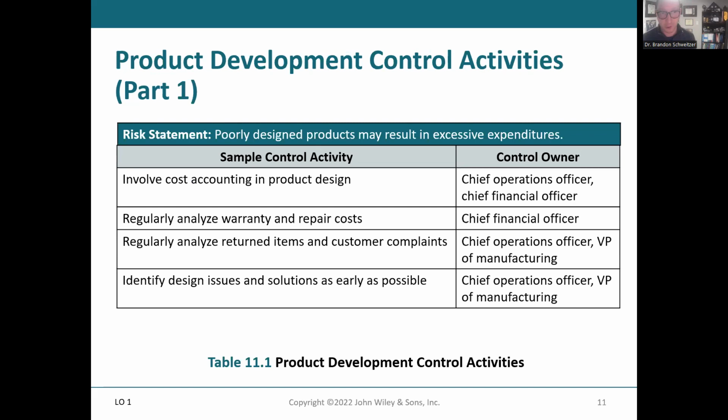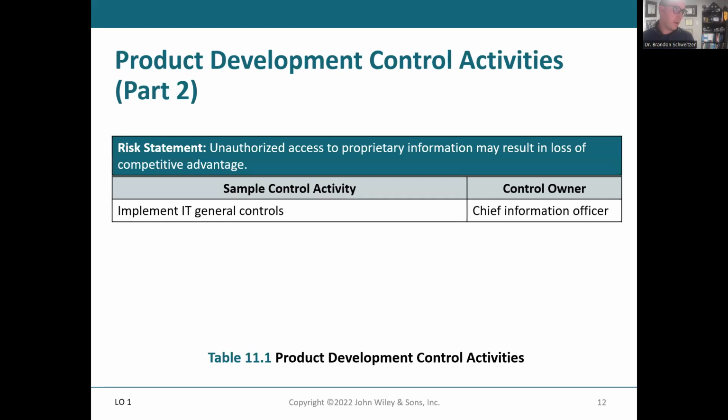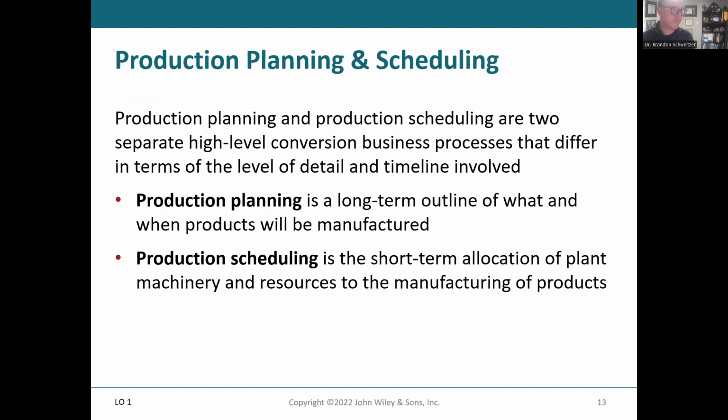Your warranty and repair costs will likely be higher if you've already dispatched or sold some of that defective product. Higher returns and allowances, and of course, reputational damage. Another part of that risk would be unauthorized access to proprietary information. Yeah, so a loss of IP, intellectual property, is of course a risk here.